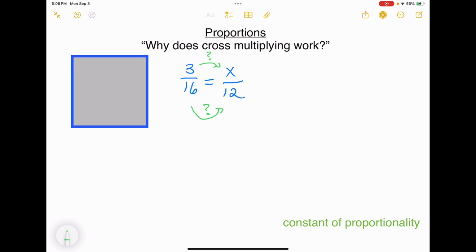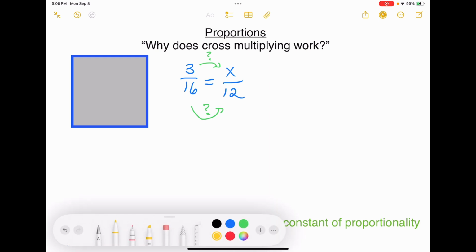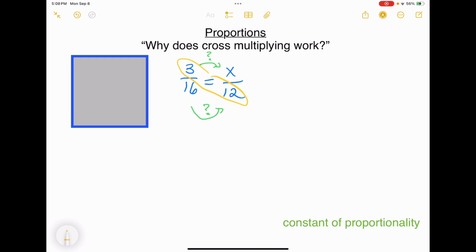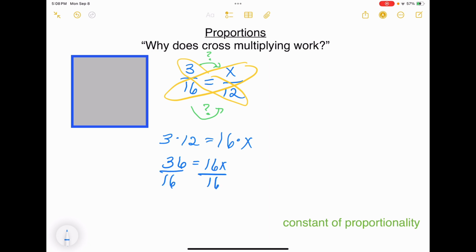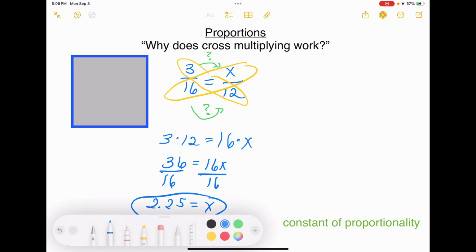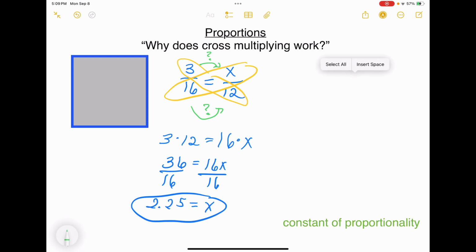So a shortcut that many people like is to cross multiply. 3 times 12 gives me 16 times x. We can simplify it down. 36 is 16x. Divide through by 16, and we get 2.25 equals x for our solution. The nice thing about that was we were able to do it without needing to find the constant of proportionality, and that's fine. We just got all the way directly to x.